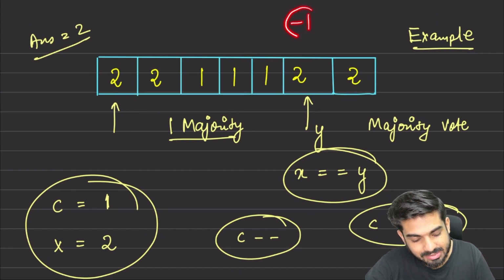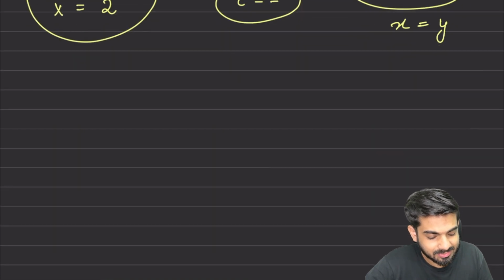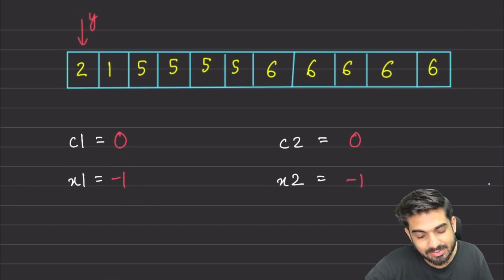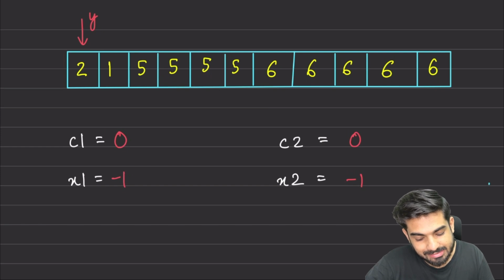So there can be an edge case: once you get the majority element from here, you calculate whether it has more than, in this case, n by 2 votes. But in this particular case, we check if it has more than n by 3 votes or not. At the end we will do that check. So let's start with this part.